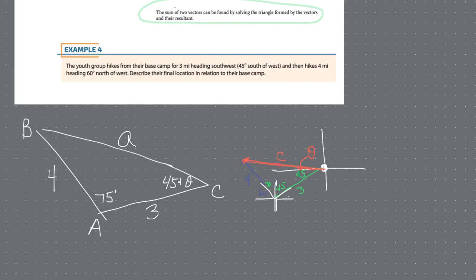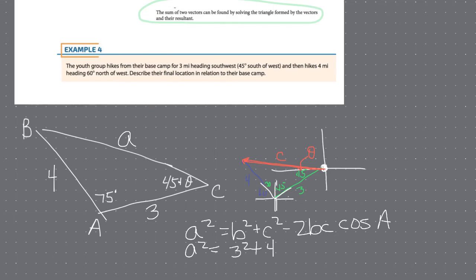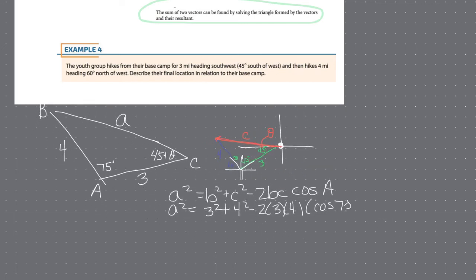The law of cosines says the side we're looking for, which is a squared, is equal to b squared plus c squared minus 2bc times the cosine of A. So I'm going to fill that in. a squared is equal to 3 squared plus 4 squared minus 2 times 3 times 4 times the cosine of 75. Okay, make that a little smaller so I can keep writing on there.